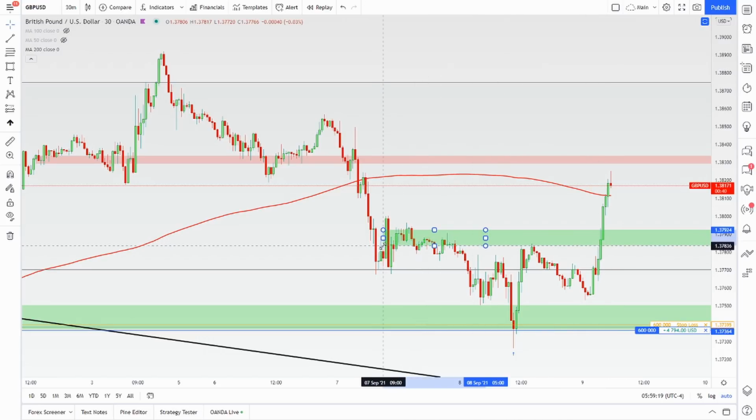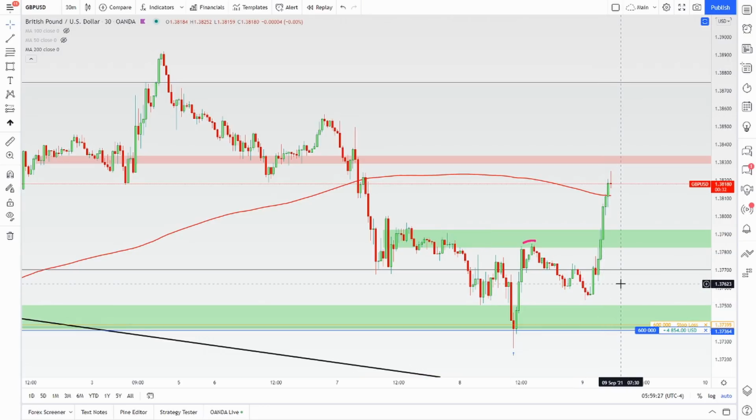I'm going to expand this level out to include this little spot that we had some struggle. And what I will be doing is moving my stop loss up to lock in some gains. So what this will do is that no matter what happens on this trade from here, I will be walking away with some amount of profit.